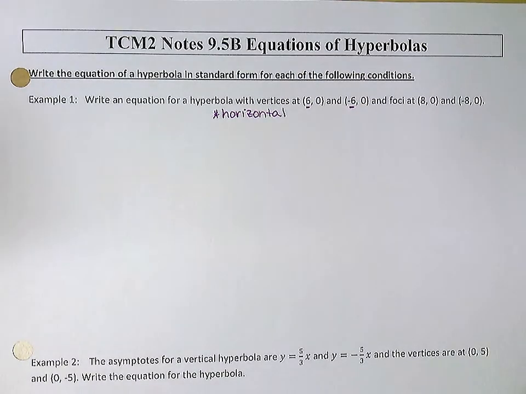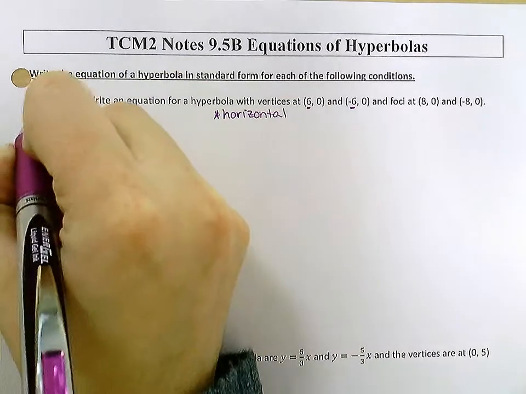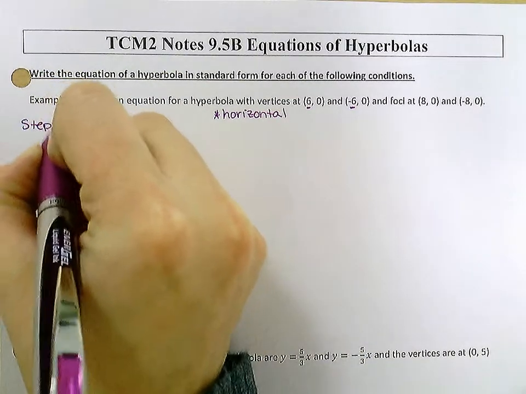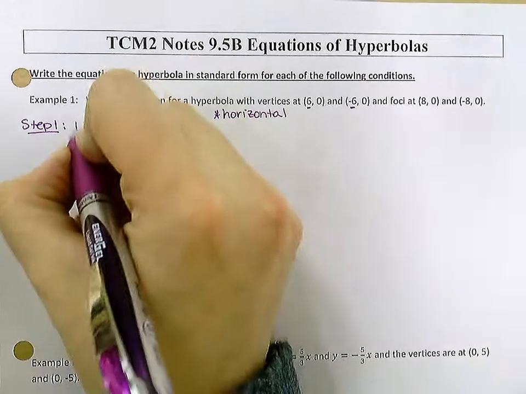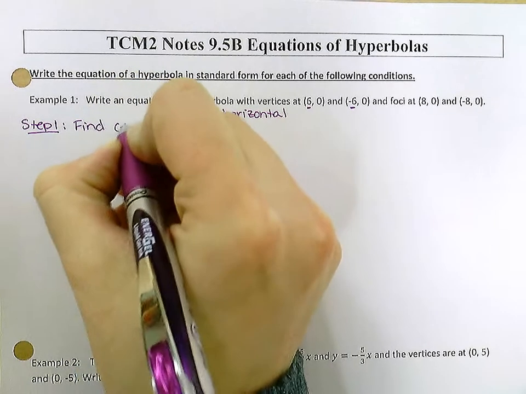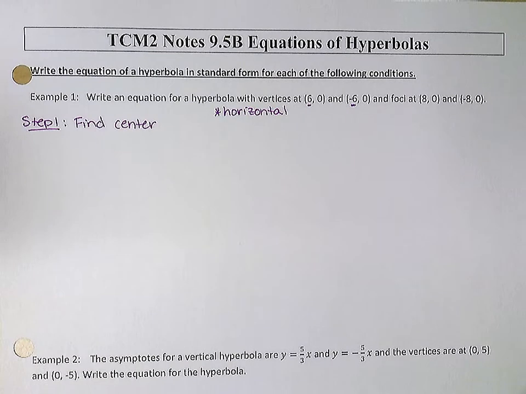Okay, and I do have 4 steps to solve this. So make sure you have enough room for those steps. So first step, after finding which way it goes, just like yesterday, we're going to find the center. Okay, so to find the center, this one's a little bit easier because it's going to be at 0, 0.